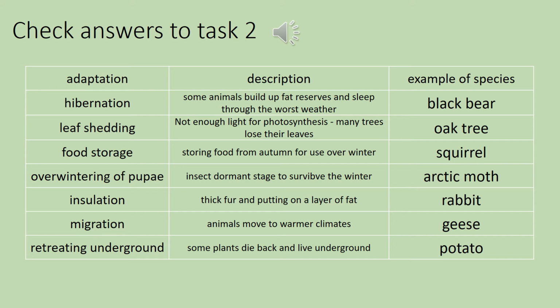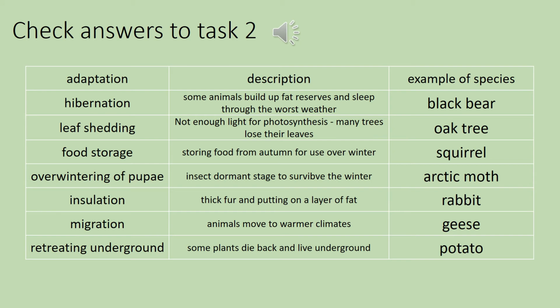Food storage is storing food in the autumn to use over the winter, and squirrels do this a lot. They will gather up lots of nuts and hide them away in the trees, and then they have them for the whole of their winter. Overwintering of pupae, where an insect has a dormant stage to survive the winter. So the Arctic moth will turn into a pupa for the winter and then rehatch in the warmest climate. Insulation is where thick fur and layers of fat are put on. Rabbits do this, like the one we saw in the PowerPoint earlier.